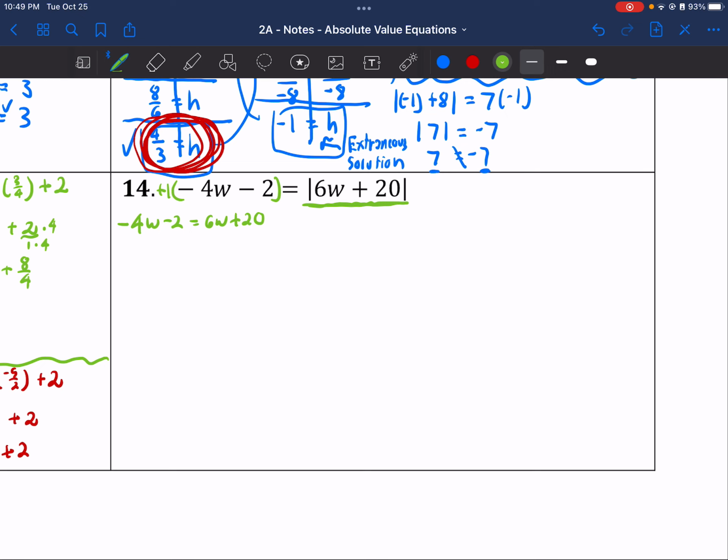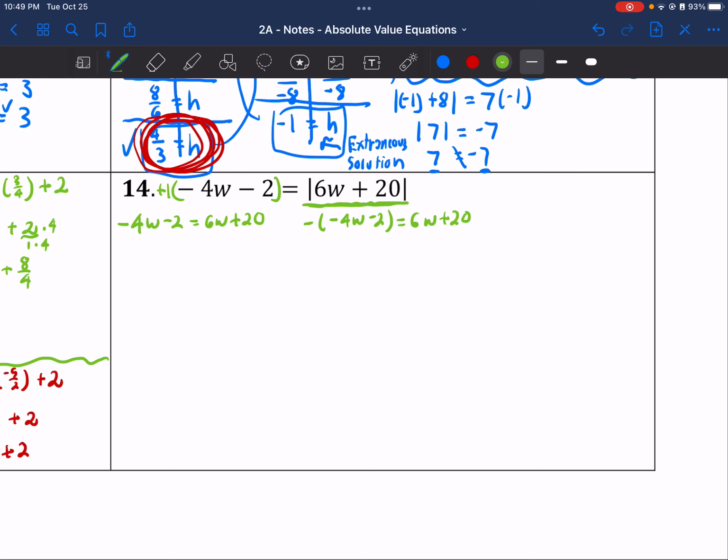Now we're going to do the negative side. Instead of doing plus 1, we're going to do minus. So negative, the expression negative 4w minus 2 is equal to 6w plus 20.